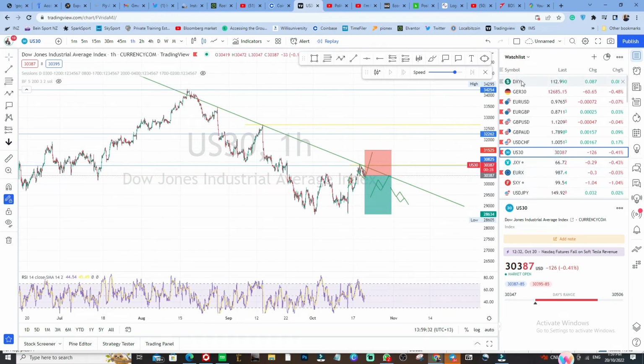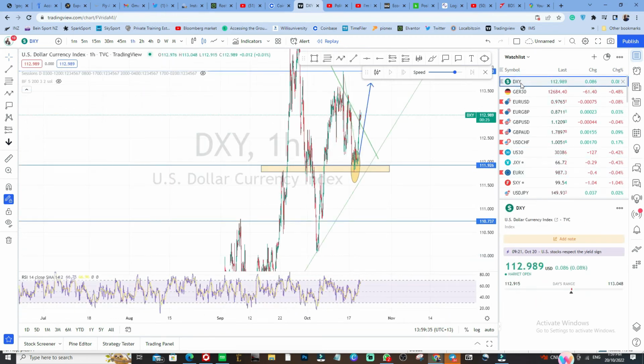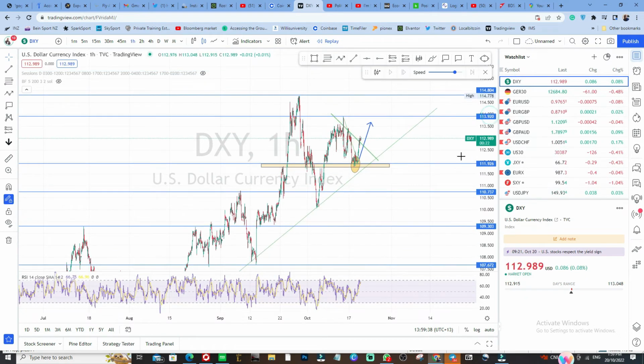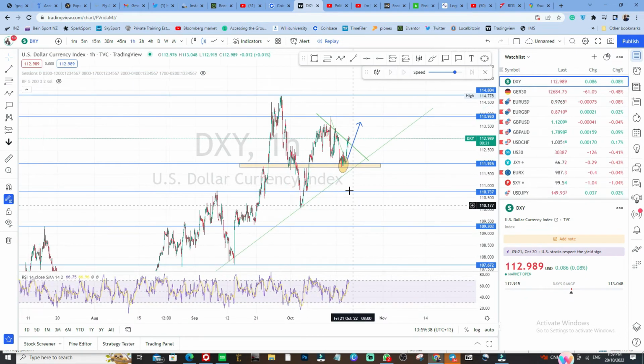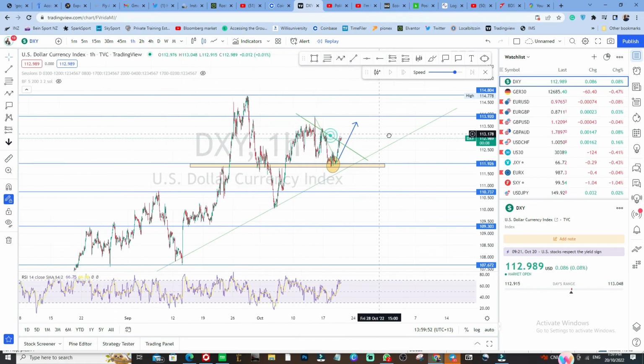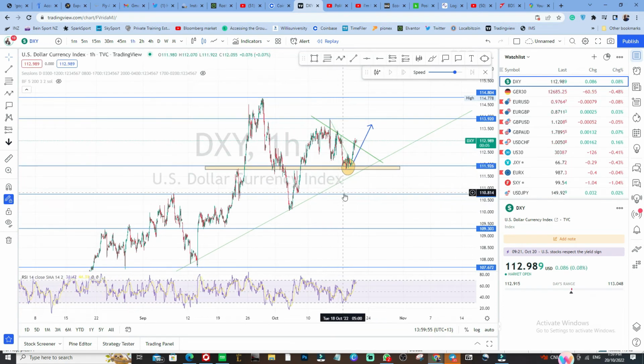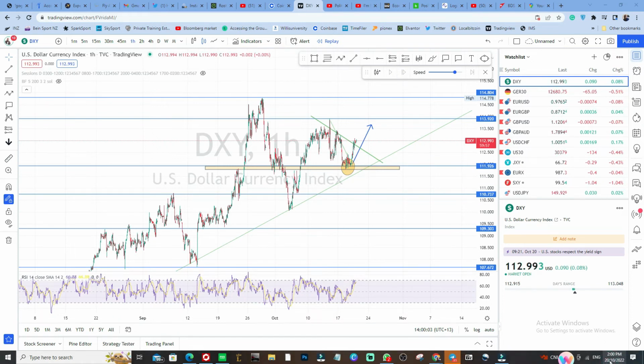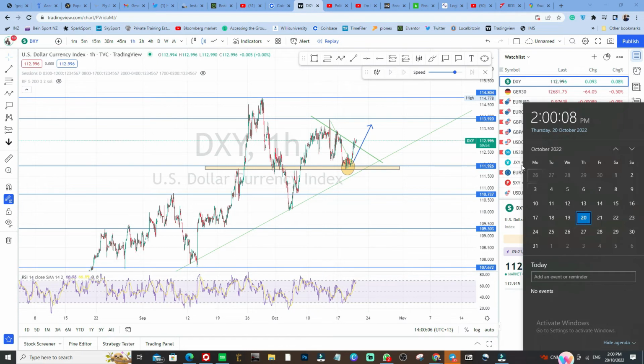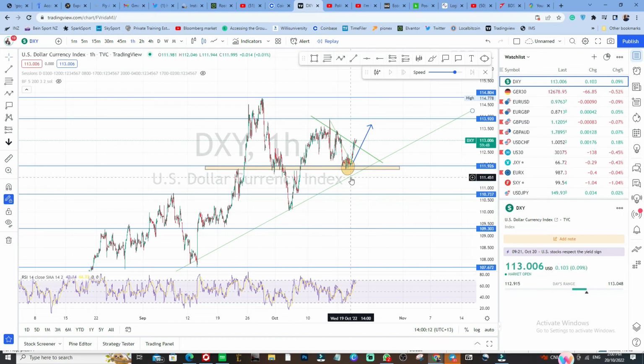Now let's go over to the DXY. The DXY is what I use as my barometer. What I mean is my barometer for the US dollar. The DXY captures the direct impact, the direct strength or weakness, of the US dollar every time. Right now the US dollar appears to be gaining strength from yesterday's trading day, which was Wednesday. This is New Zealand time. This is 2 p.m. Thursday, October 20th. The US dollar appears to be gaining strength.